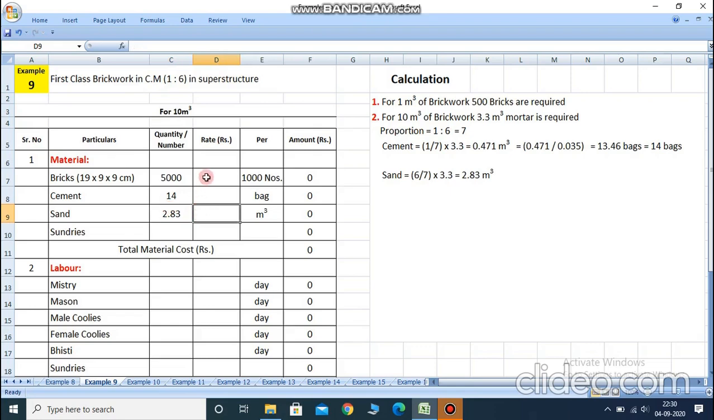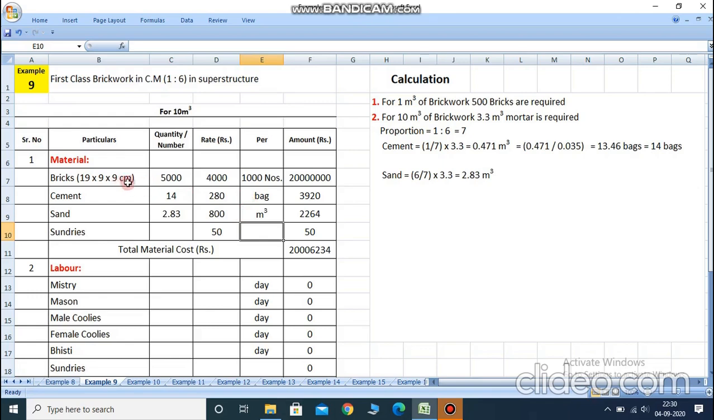Now for the summation of the rates as per the textbook value: the rate of 1000 bricks is 4000. Then the cement bag value is 280 rupees per bag, and the sand rate is 800 rupees per meter cube. And an extra cost of 50 rupees for sundries is included.